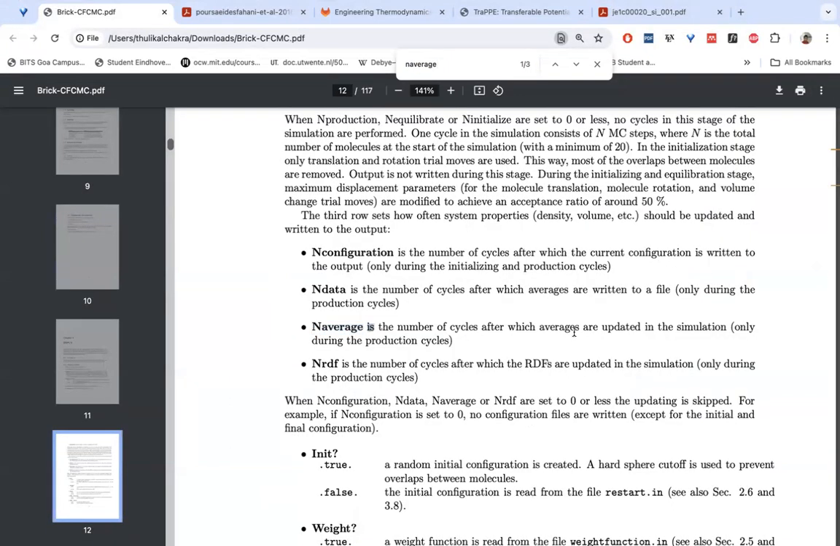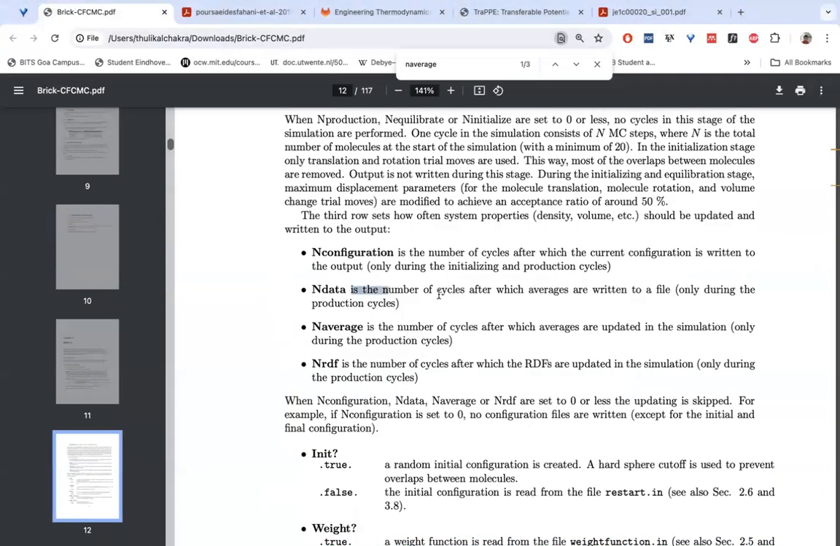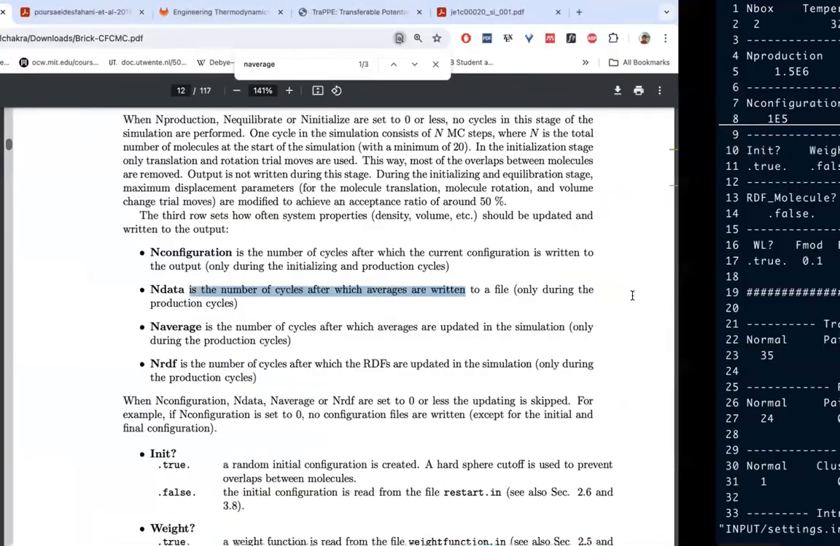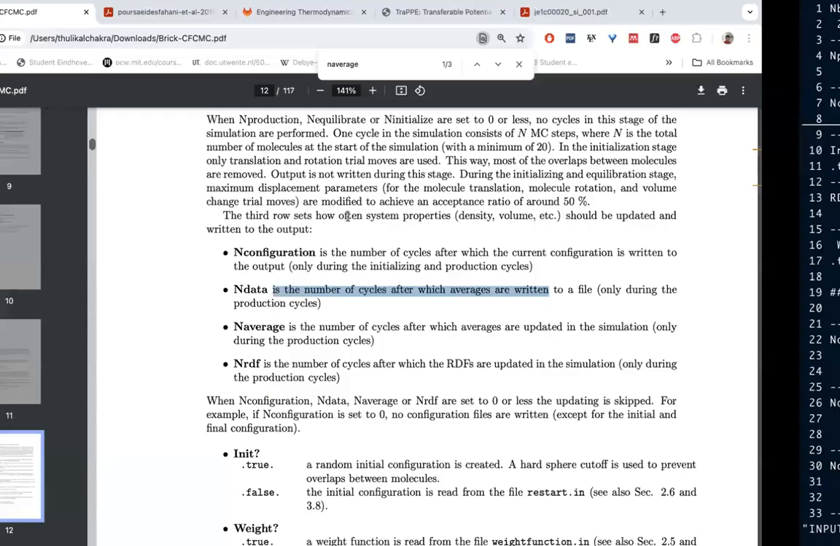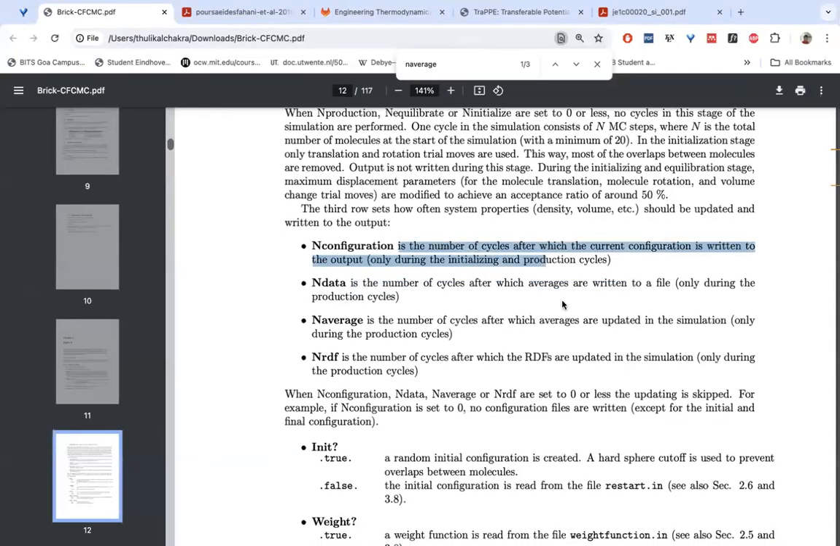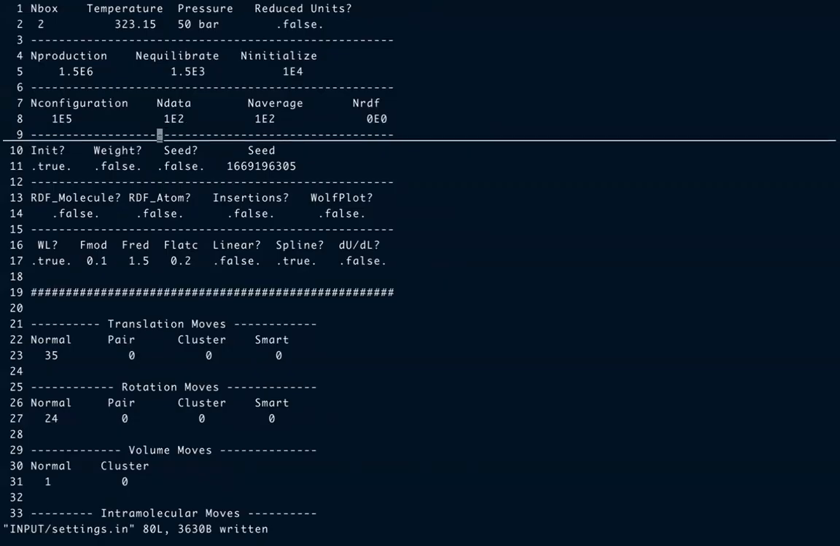So N average is the number of cycles after which averages are updated in any simulation. And then these will ultimately be outputted. The N data is the number of cycles after which averages are written to a file, which means that here, when I've chosen 100 and 100, it's going to average every 100 cycles, and then it's going to output the data every 100 cycles. N configuration is the number of cycles after which the configuration, that is the position of the molecules and the atoms, are returned to the output. And this is only during the initializing and the production cycles, and not during the equilibration cycles.